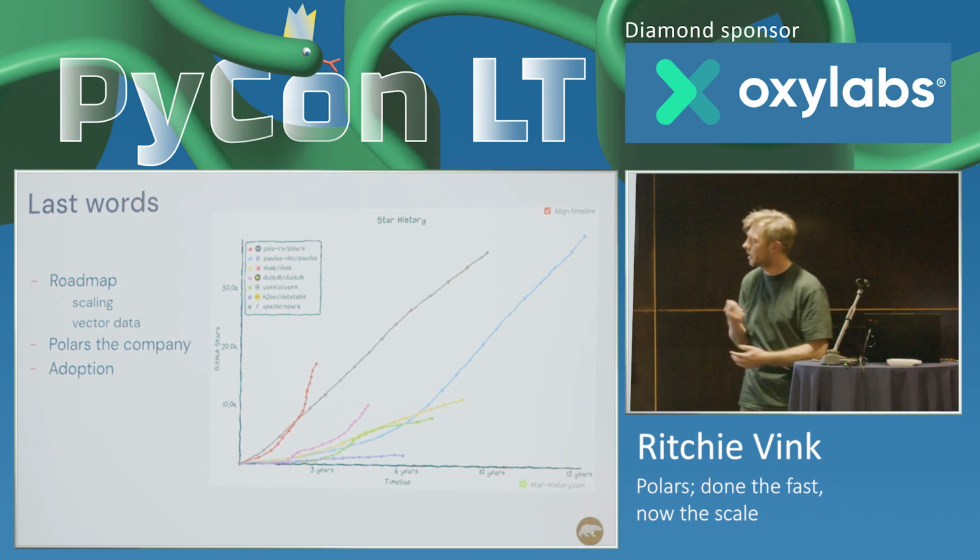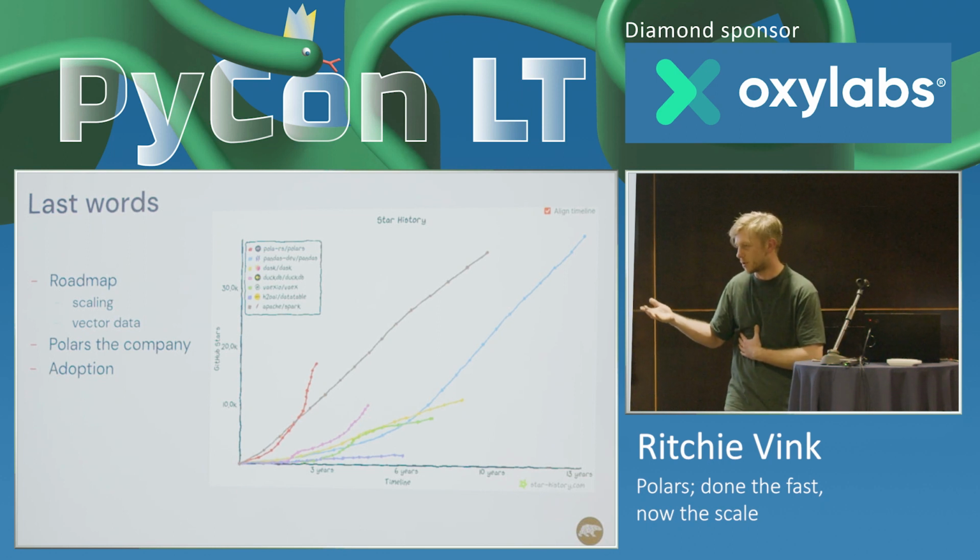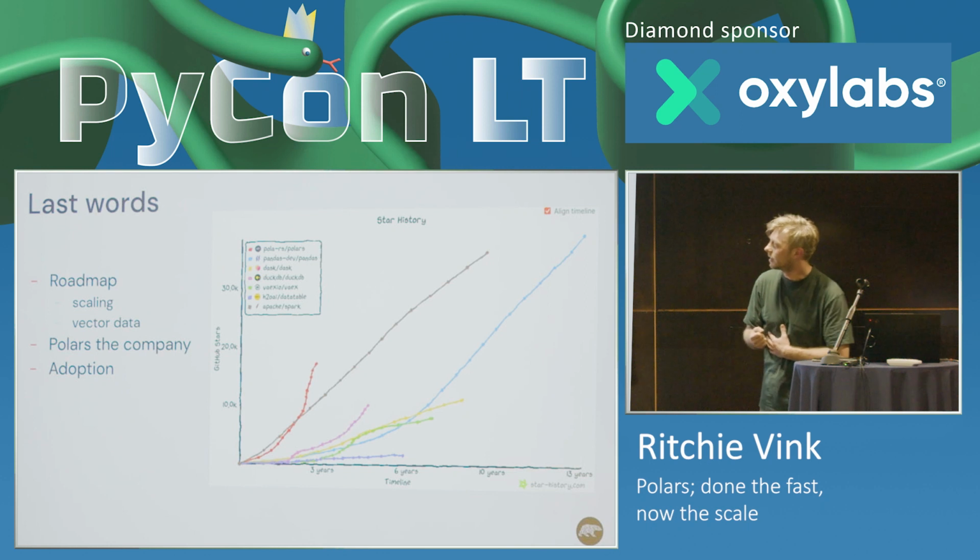And we want to focus on vector data as well. You saw the LanceDB talk? I promised. That's the new data type we want to add to Polars.